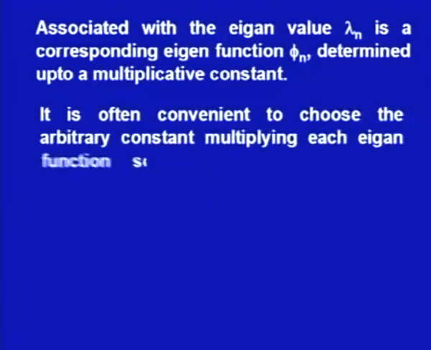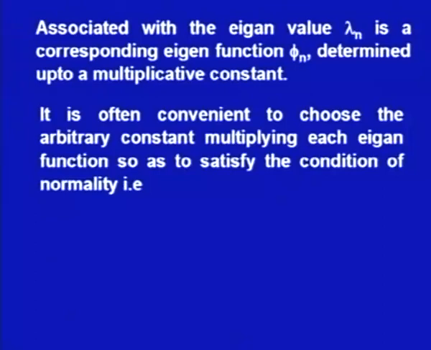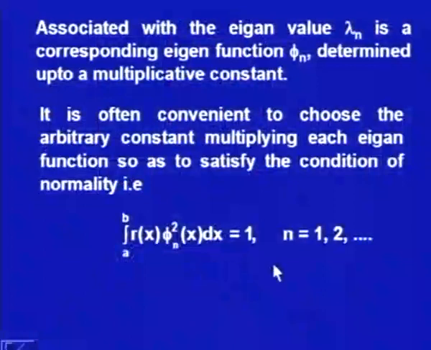It is often convenient to choose this constant such that it satisfies the condition of normality, that is, its norm is 1. That multiplicative constant many times we are choosing a particular value; we are not talking about the general solution, we have to talk about that particular solution, and for that the constant we choose such that the function becomes normal, because we already know that for distinct eigenvalues the eigenfunctions are orthogonal. So, we come to an orthonormal set. Normality means simply the integral from a to b of r(x) phi n squared (x) dx should be 1.